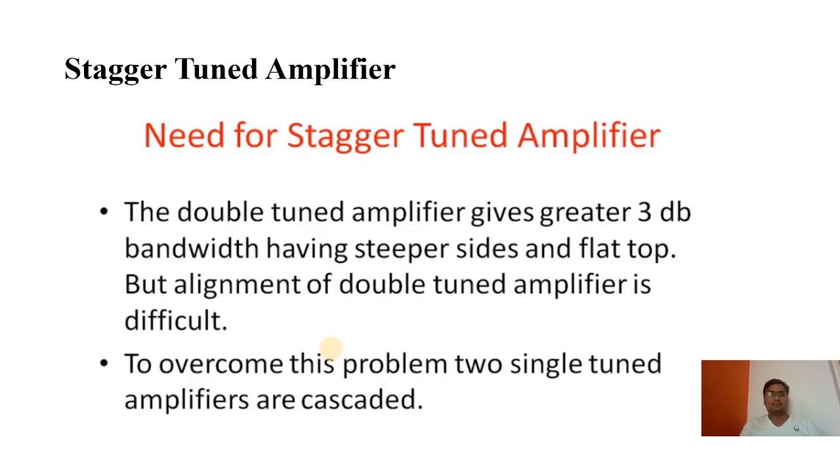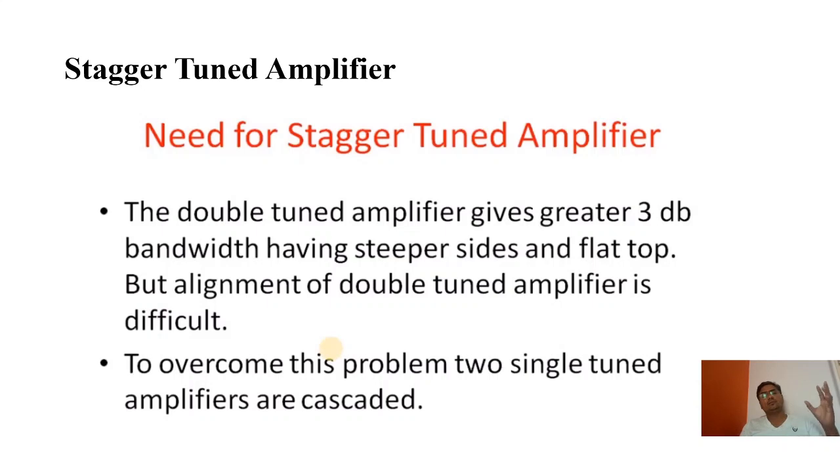Now to overcome this problem of alignment, what I'm doing now, I'm using two single tuned amplifiers. Take one single tuned amplifier and cascade it with another single tuned amplifier, and that circuit will be your stagger tuned amplifier. Now why am I doing this? Because I don't want that alignment problem. Where is the alignment problem? In the double tuned amplifier, alignment of the tank circuit, alignment of the tuned circuit, is the major problem. I'm just trying to overcome that problem here.